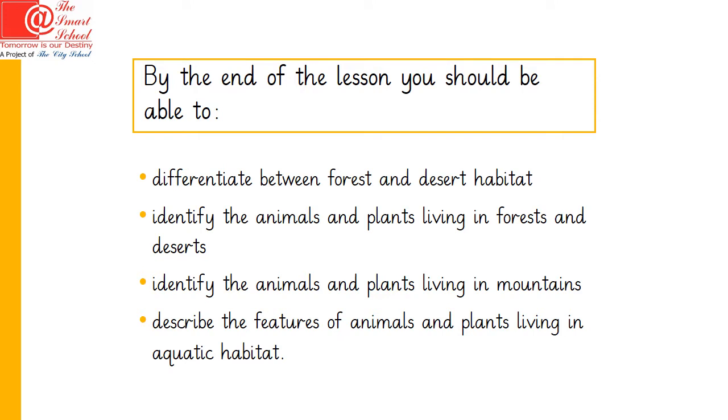By the end of this lesson, you should be able to differentiate between forest and desert habitat. Identify the animals and plants living in forests and deserts. Identify the animals and plants living in mountains. And describe the features of animals and plants living in aquatic habitat.